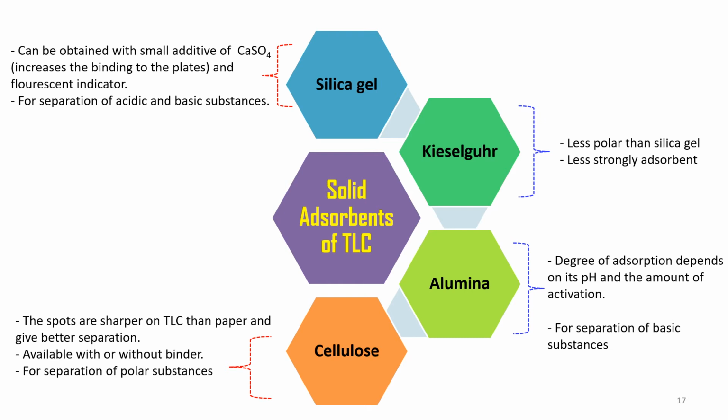Meanwhile for kieselguhr, less polar than silica gel, less strongly absorbent. So maybe yang ni adalah less polar, so kita boleh guna pakai untuk sampel. Kita boleh tukarkan lah, maksudnya mobile phase awak polar, awak punya solid absorbent adalah kieselguhr ni, dia less polar. Alumina degree of absorption depends on its pH and the amount of activation for separation of basic substance only. So suitable for basic substance for alumina. Meanwhile cellulose available with or without binder for separation for polar substance. This one.